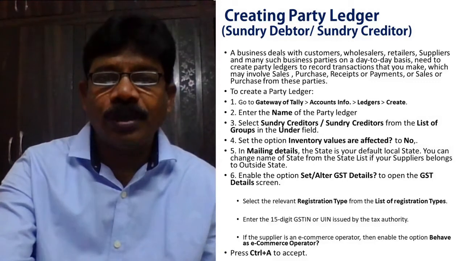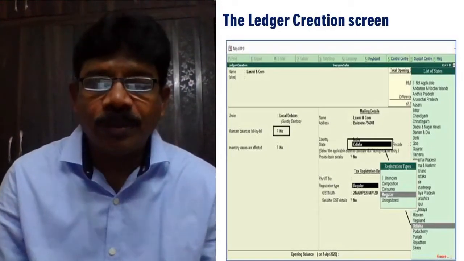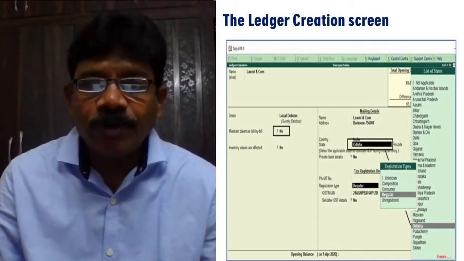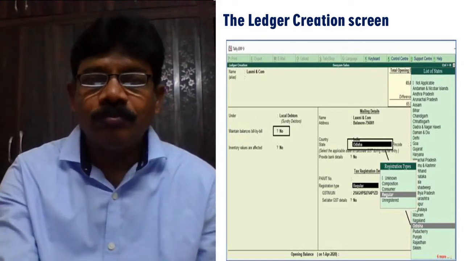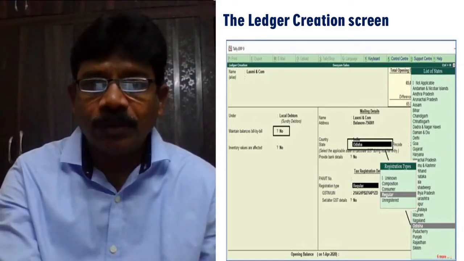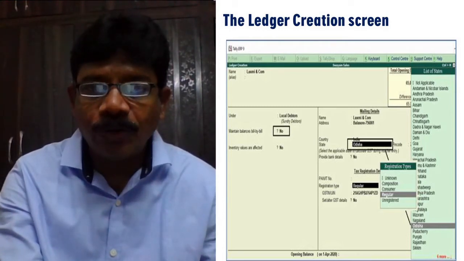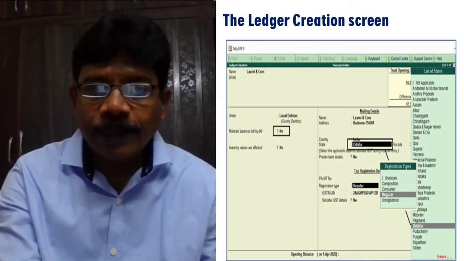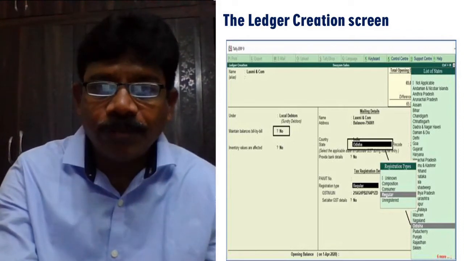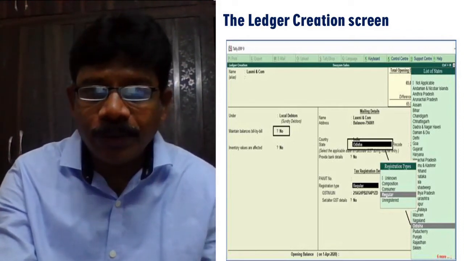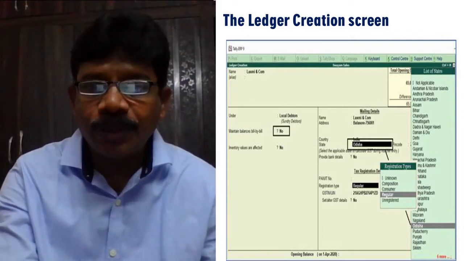We can see the screen. Name of the party, sundry debtor or local debtor. Maintain bill-wise details, no. Bill by bill. Inventory values affected, no.